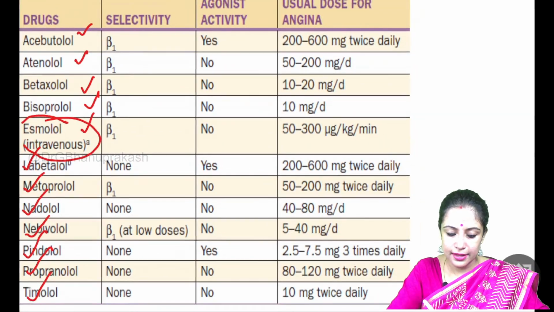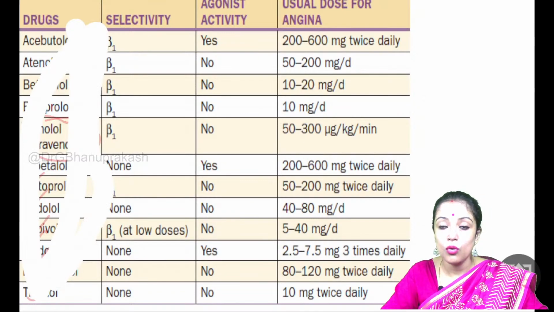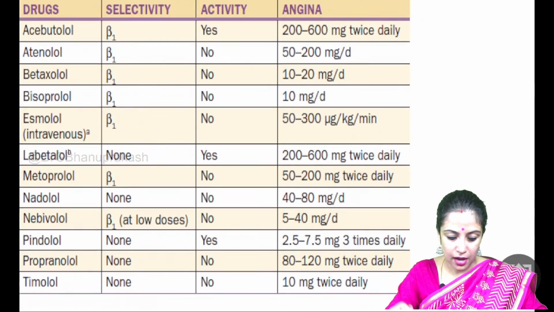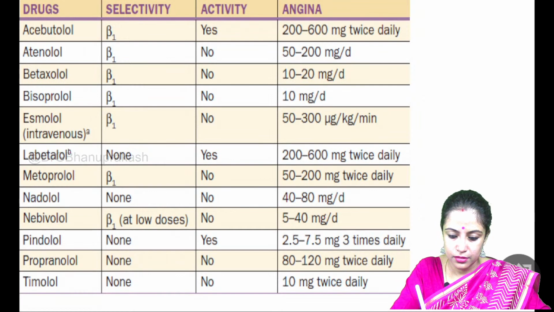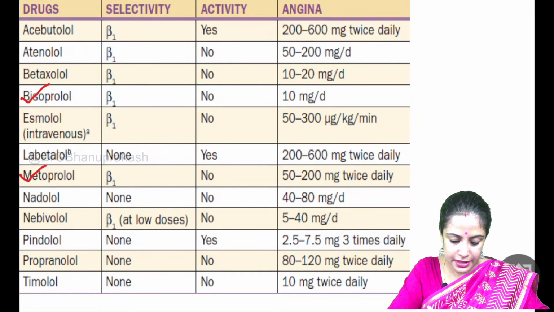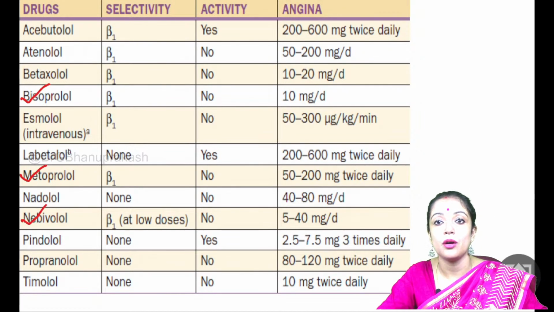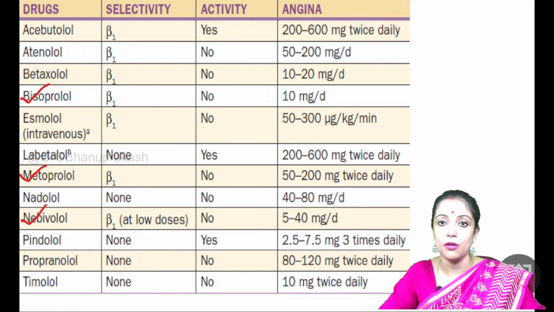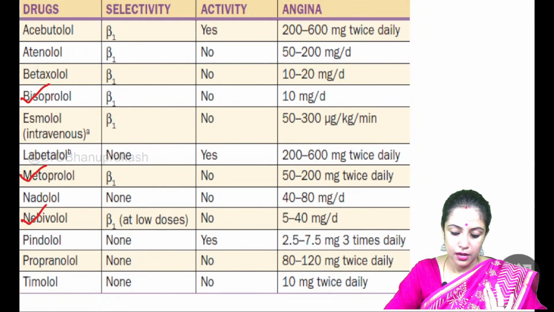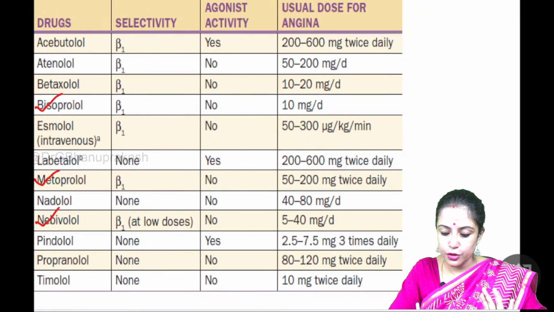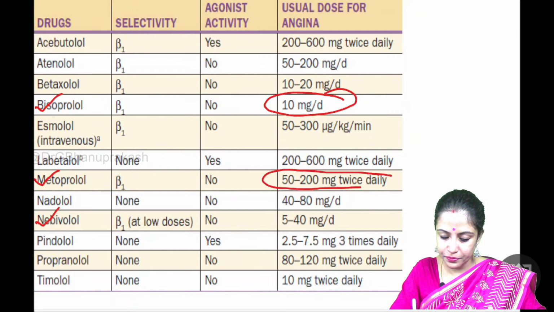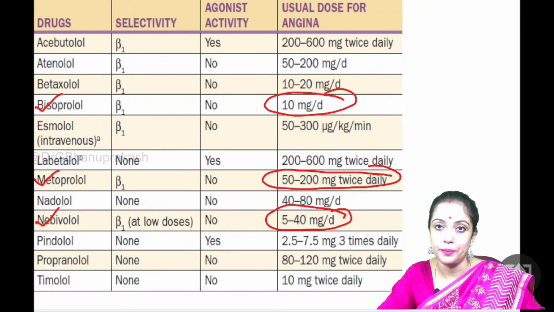Among all these beta blockers, the most commonly used are bisoprolol, metoprolol, nebivolol. Okay, these are the cardioselective beta blockers most commonly used for stable angina. So this is about beta blockers. The dose of bisoprolol is 10 milligram per day. Metoprolol is 50 to 200 milligram per day. Nebivolol is 5 to 40 milligram.